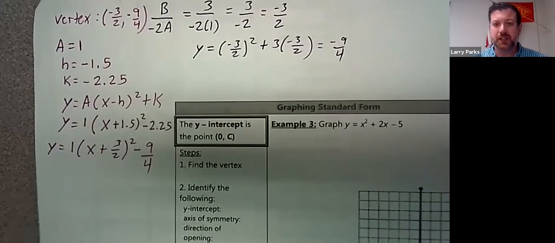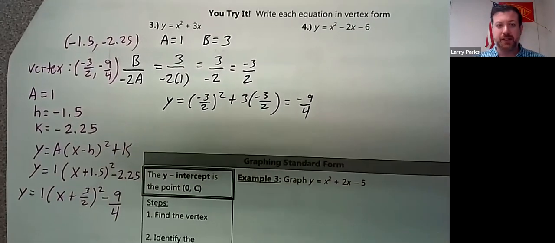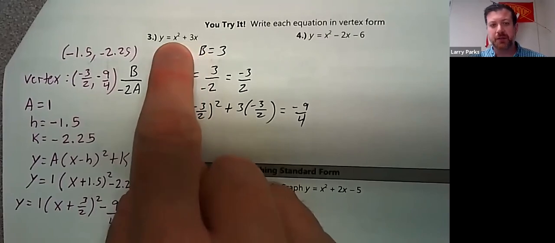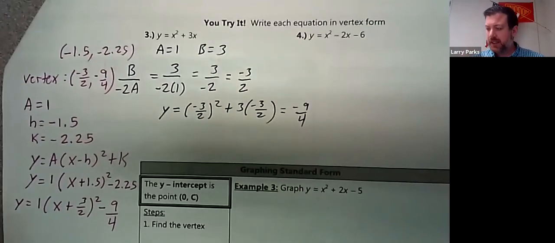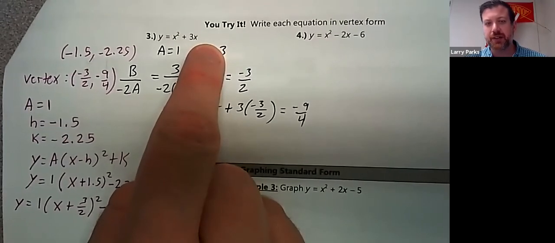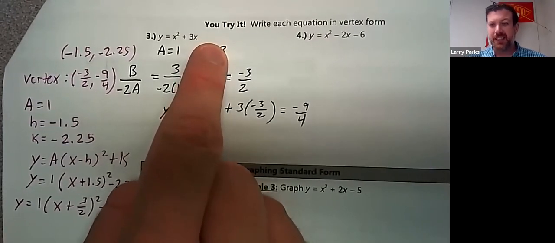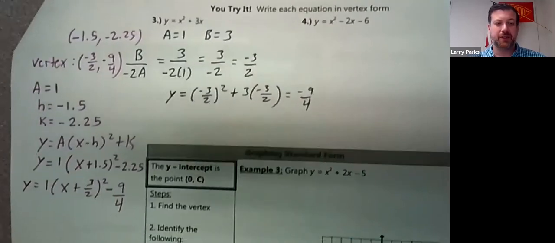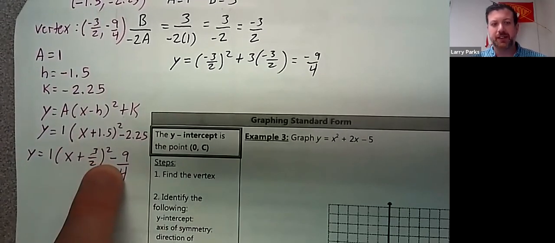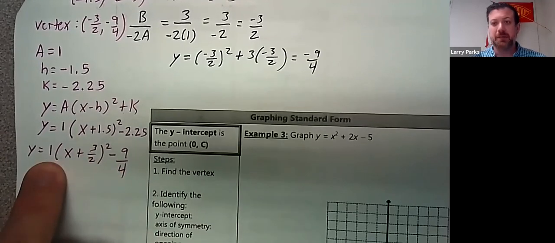Let's go double check our work. I am going to type in this one in standard form. All I know from standard form is it opens up and it has y-intercept of 0 because there's nothing there. So it goes through the origin. That doesn't really tell me much. I also know from vertex form that the vertex is negative 3/2, negative 9/4. I also know it opens up because the a value is 1.